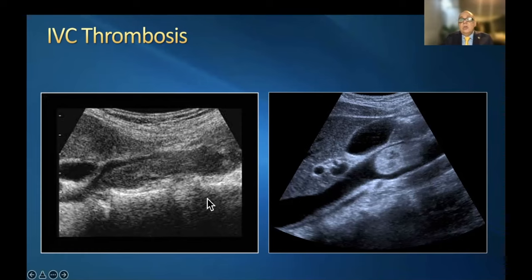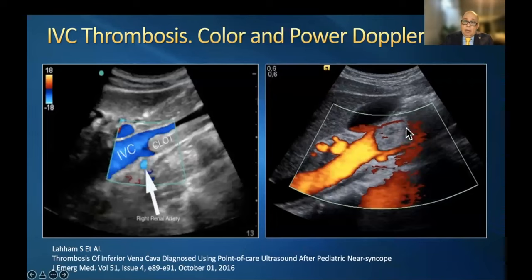In these cases, it's quite useful to use the color Doppler. Here, power Doppler, this is the thrombus. And here, the power Doppler showing us the normal flow pattern of the vessel, because it's not occupied in all its extension. And this case here was published in the Journal of Emergency Medicine in October 2016. This is a pediatric patient with a pulmonary embolism. They studied a kid, they found no lower extremities thrombosis, but they found this clot here, this partial clot of the IVC. And it was the cause of the pulmonary embolism.